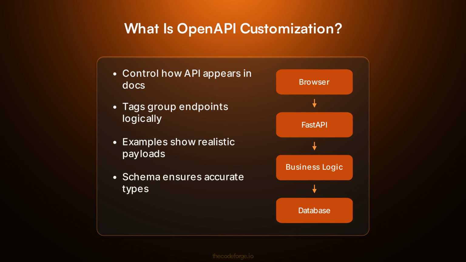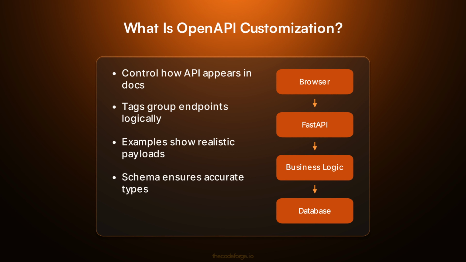FastAPI OpenAPI customization lets you control how your API appears in auto-generated docs and client SDKs. Tags group endpoints, examples show realistic payloads, and schema customization ensures accurate type descriptions.